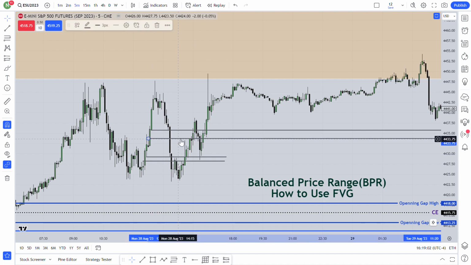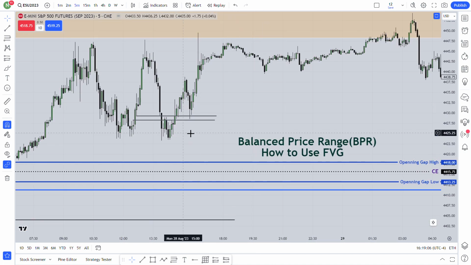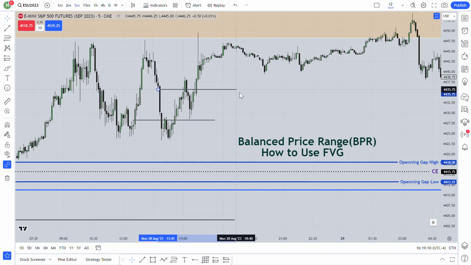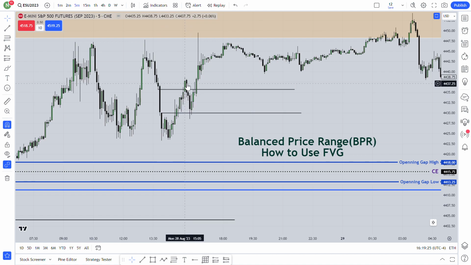Let me give you an example of sell side imbalance, buy side inefficiency. Guys, here is a sell side imbalance, buy side inefficiency. That means we need the buy side. So here you see the buy side. You see all of these candles actually closed this gap. It needed the buy side.